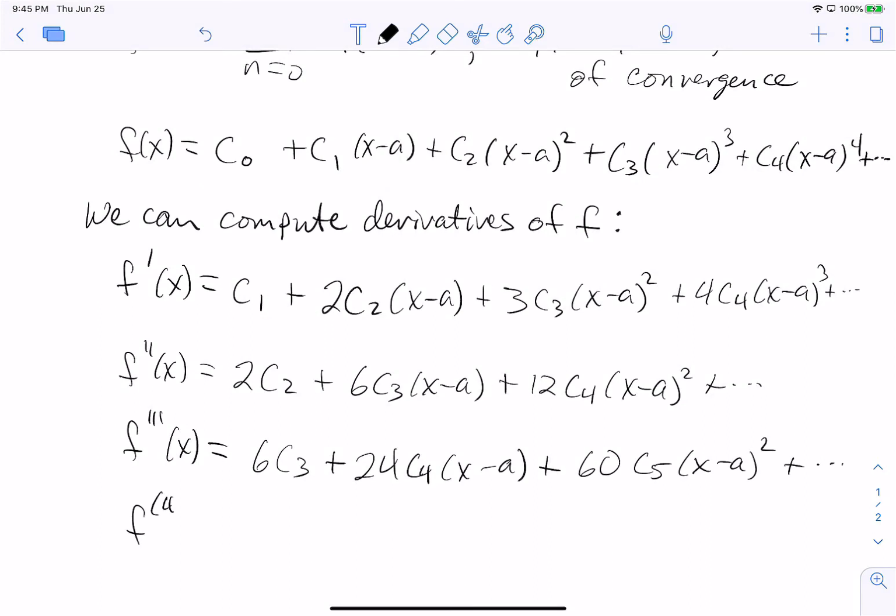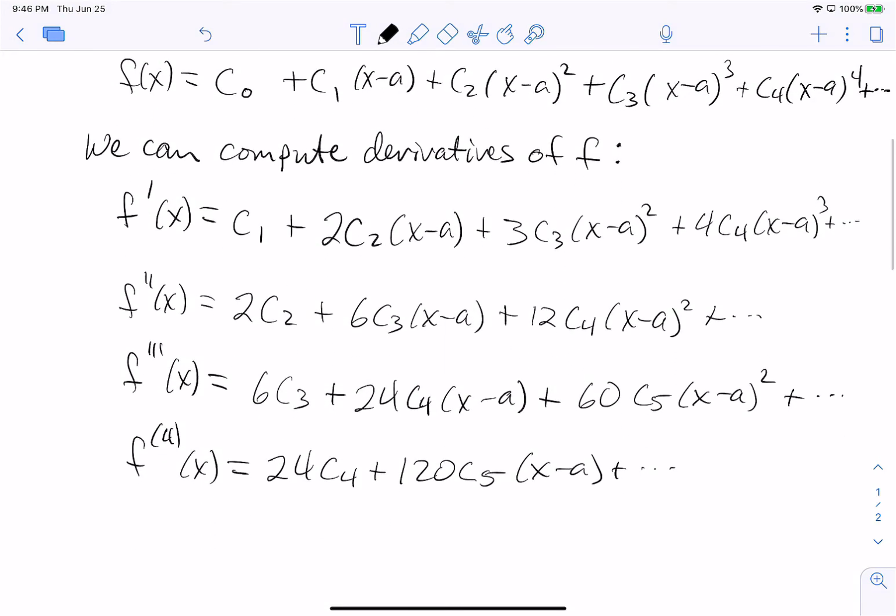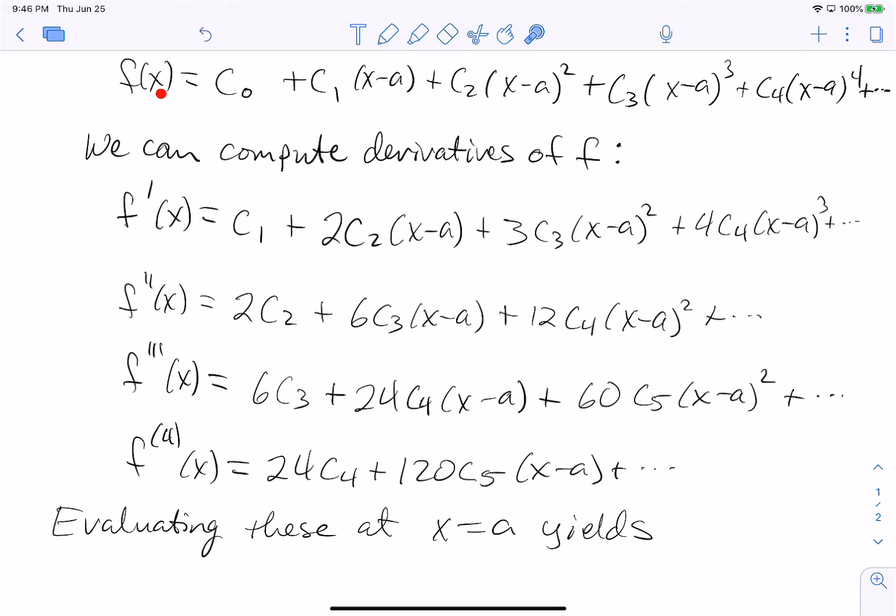This will be the last one and we won't write very much of it. The fourth derivative of f of x is equal to 24c4 plus 120c5 times x minus a plus dot dot dot. That's enough. Now that we have all those, let's evaluate them at x equals a. Doing so will yield that f of a zeroes out every term that has an x minus a in it. So f of a is equal to c sub 0.